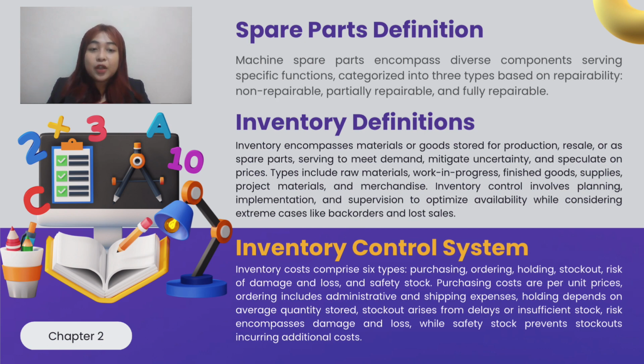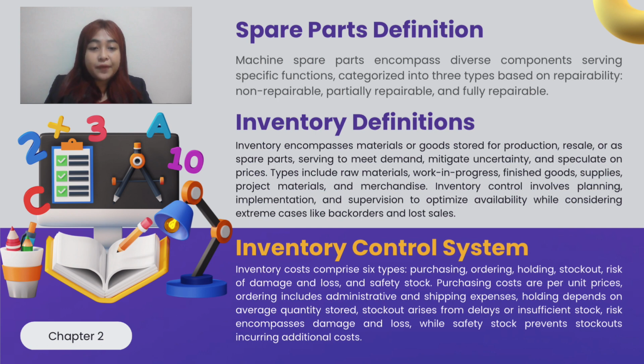The next is inventory definition. Inventory encompasses materials or goods stored for production or resale. Spare parts serve to meet demand, mitigate uncertainty, and speculate on prices. Types include raw materials, work in progress, finished goods, supplies, project materials, and merchandise. Inventory control involves planning, implementation, and supervision to optimize availability while considering extreme cases like backorders and lost sales.